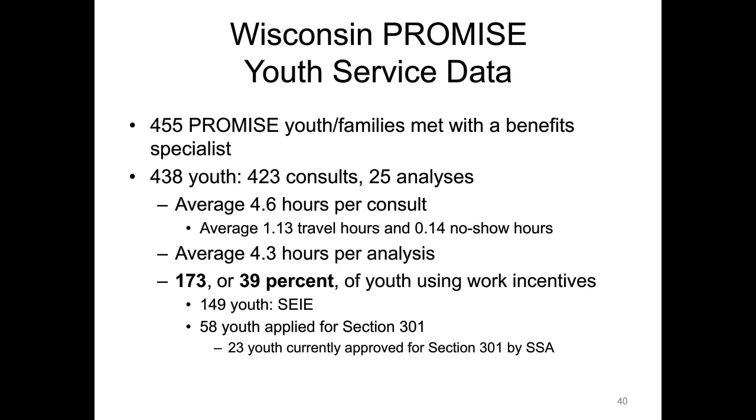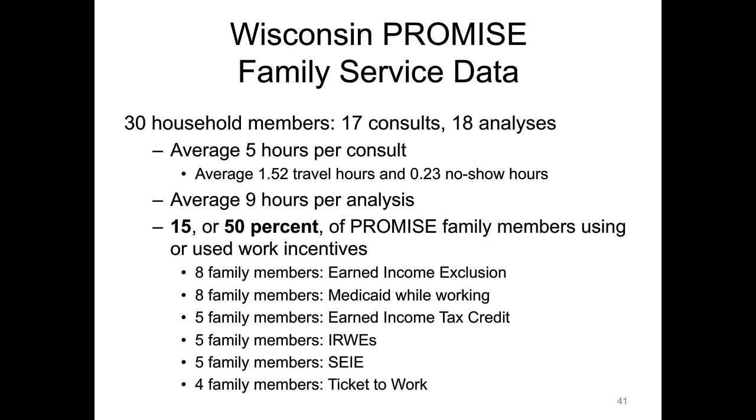We do have some who have a full benefits analysis, and the time for those is pretty similar actually to our consults. And then of those youth using work incentives, mostly student earned income exclusion, and then looking at Section 301, 58 have applied, 23 are currently using that work incentive. I'm going to skip over the family information, but family members also have access beyond the youth to a benefits specialist as needed, and this is more for family members with their own Social Security benefits.